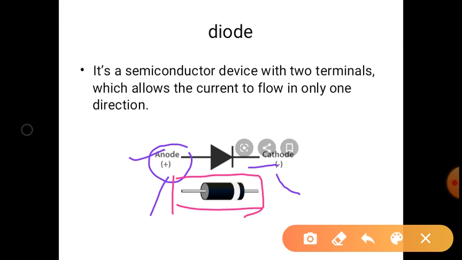So how to identify the terminals of the diode? In a diode, there will be one silver coating on it. It is said to be the cathode terminal and the other is the anode terminal. The diode works in only one direction. It allows the current to flow in only one direction, which is called the forward bias condition. And one more bias condition is there, called the reverse bias condition. Under this condition, the diode will not be working. It means it will not allow the current to flow through it.